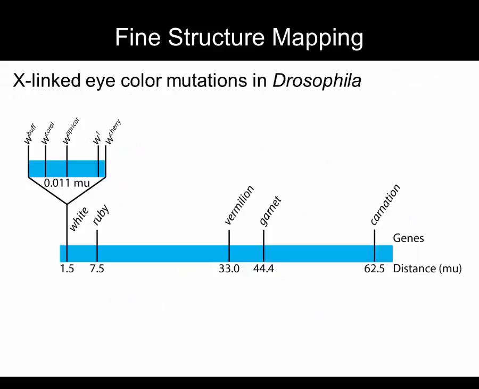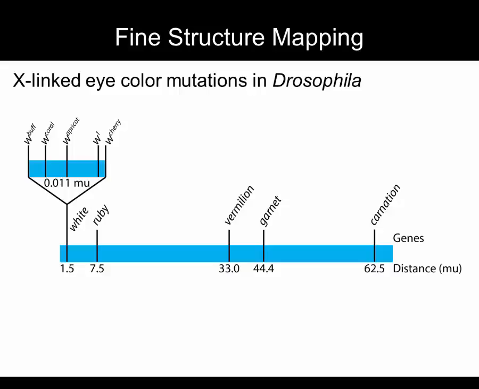The problem with carrying out this approach is that mutations within a gene are very close together. If we look at the 5 mutations in the Drosophila white gene, the most distant pair are only 0.011 map units apart, so only 0.011% of the offspring would be recombinant, and only half those recombinant offspring would have the wild-type chromosome.